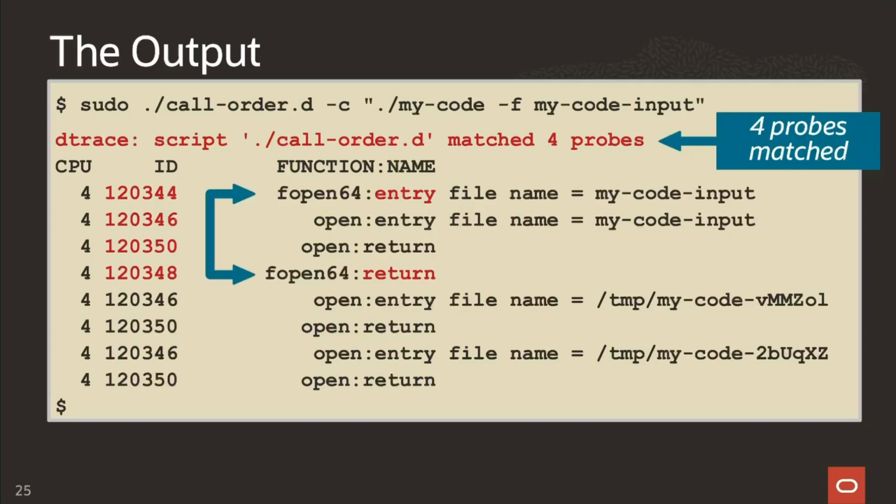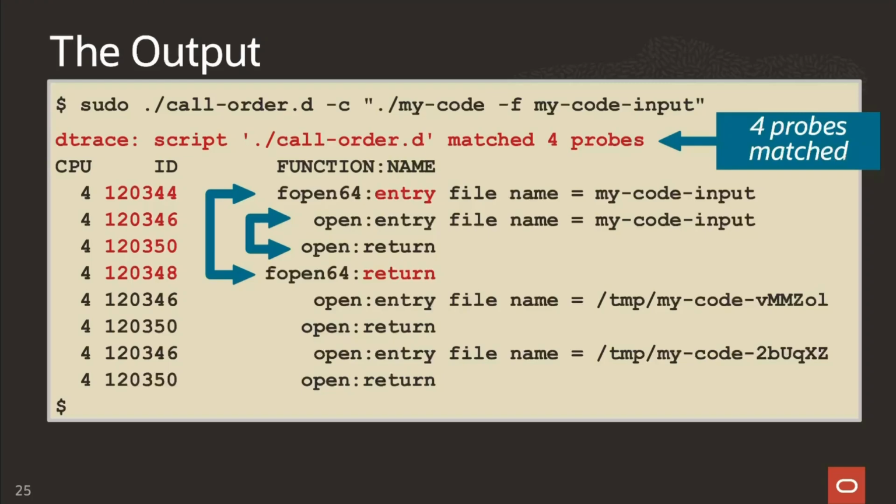So for example, we see fopen64, we see the entry probe. The line following, file name equals and then the name of the file, that's from our printf statement. So it combines the output, which is very convenient. We can actually see what's happening there. We have fopen64 entry and return, and within that we have the open call. We see the entry and return nested inside that. So this confirms that indeed fopen64 calls open.